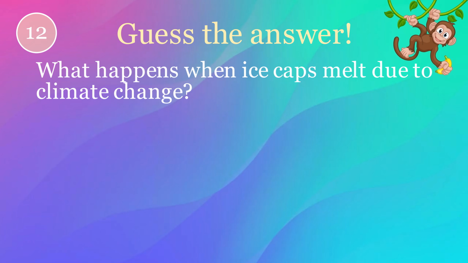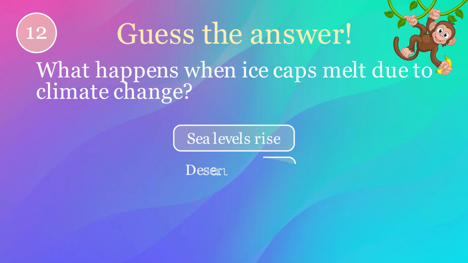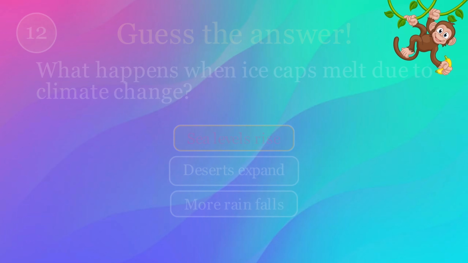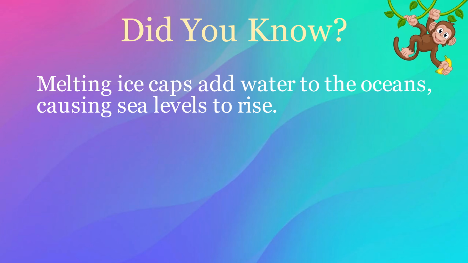What happens when ice caps melt due to climate change? Sea levels rise. Deserts expand. More rain falls. The correct answer is, sea levels rise. Here's an interesting fact: melting ice caps add water to the oceans, causing sea levels to rise.